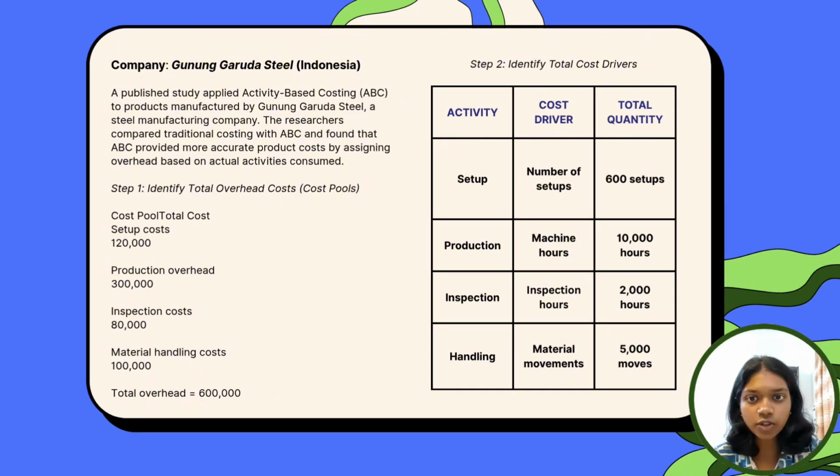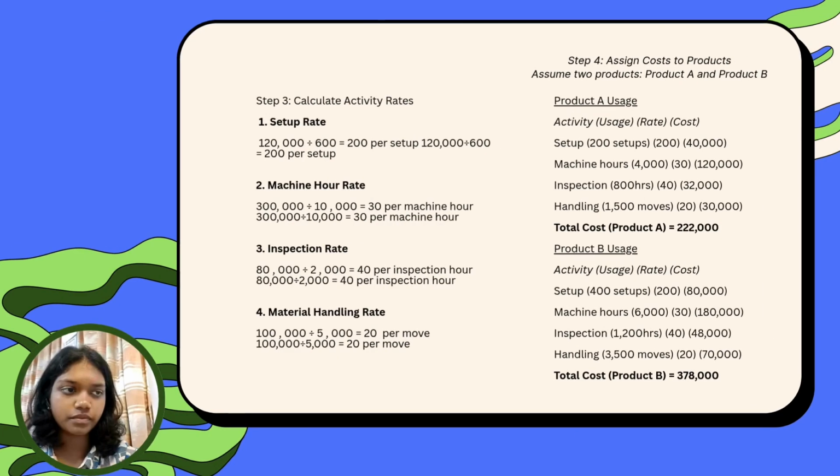So here I've shown the working, and the table shows the list of activities and the cost driver for the activities and the total quantity for the activities. So here we can see a more detailed working of how to calculate the activity rate. So the first is the setup rate, the second is the machine hour rate, and the third is the inspection rate, and the fourth is the material handling rate. So beside that, we can see the comparison between the total costing of product A and product B.